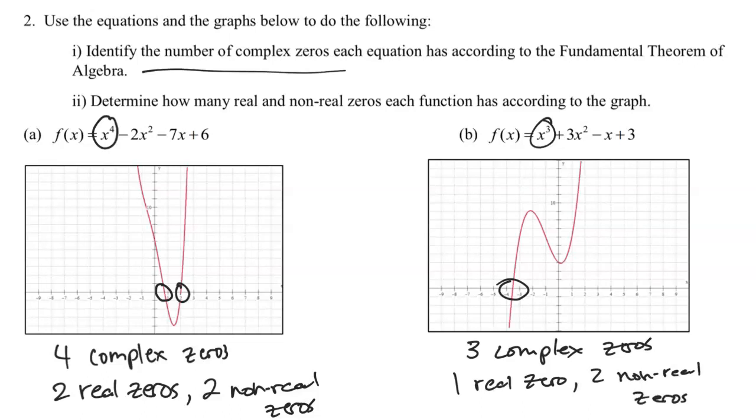Now, I want to point something out just before we move on. Notice that on letter A and letter B, the number of non-real zeros in both cases was an even number. And so the question I would have to ask you now is, is it possible for a polynomial to have an odd number of non-real zeros? And so hopefully you thought about it for a second, and you realize that no, it's not possible for a polynomial to have an odd number of non-real zeros, because remember, imaginary zeros have to come in pairs. And so that means the number of imaginary zeros must always be an even number.